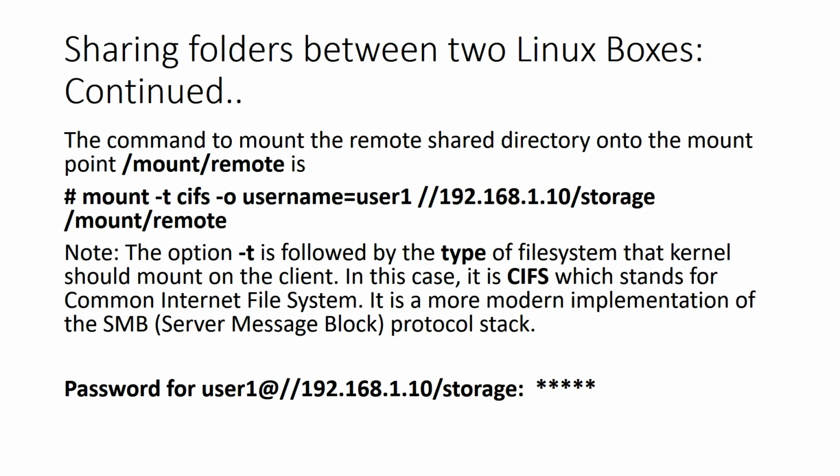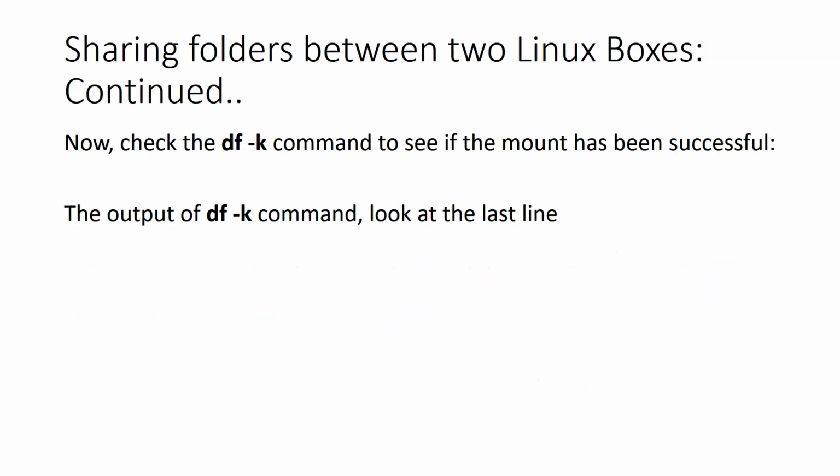Note, the option -t is followed by the type of file system that the kernel should mount on the client. In this case, it is CIFS, which stands for Common Internet File System. It is a modern implementation of the SMB or Server Message Block protocol stack. After you enter this command, it would ask for the password of user1. After you enter the password, check the df -k command to see if the mount has been successful.